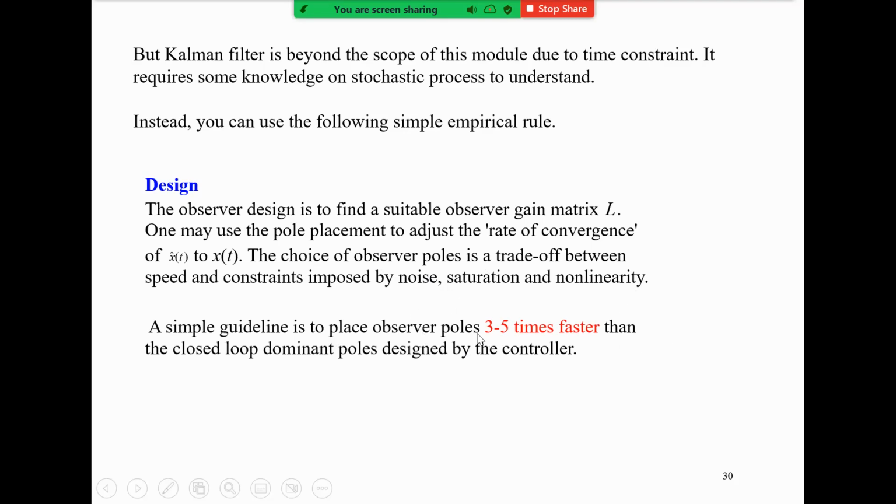We just place the observer poles 3 to 5 times faster than the closed-loop dominant poles designed by the controller. For the controller design, you already know the dominant poles of the closed loop. So for the observer design, you place them faster than the poles of the control system. Okay, 3 to 5 times faster. This is a good rule from experience in control system design.